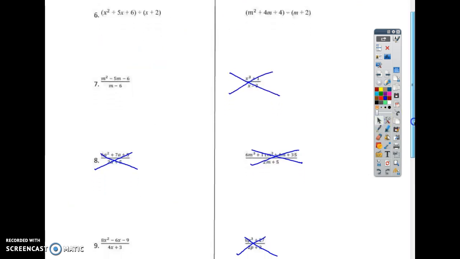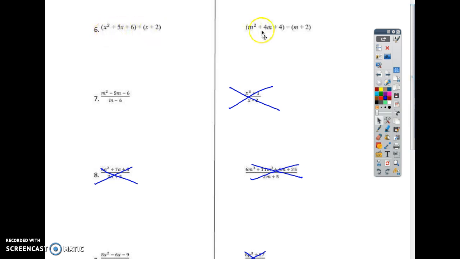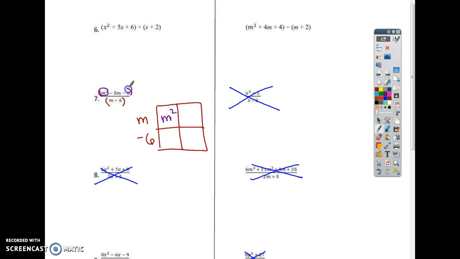Okay, let's try another one. You guys can do number 6, and you can do this one. Let's try to do this one, number 7. Still, it's 2 things, right? And I have 3 things on top, so it's going to be a box, a 2 by 2. On the side, I'm going to have m minus 6. The same thing, okay? And inside, the front of it is m squared. The back of it is -6. And in the middle, when you add those two, it should give you -5m.